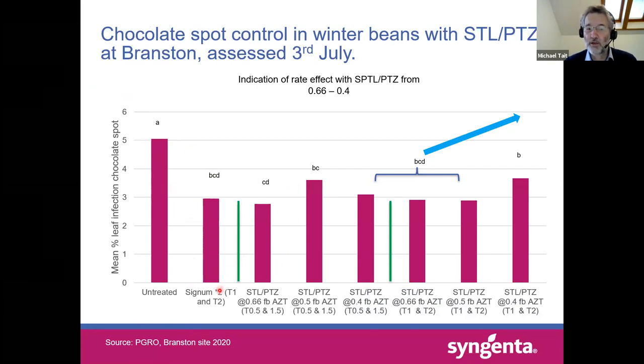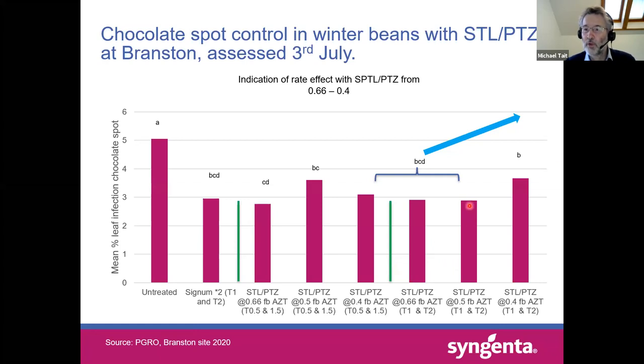Here you've got the standard two doses of Signum, T1 and T2. You've got the different rates of our solatanol prothioconazole product and its Amistar follow-up treatment. And here are the more standard timings, T1, T2. And I think from this, we could see that most of the treatments had worked very well.